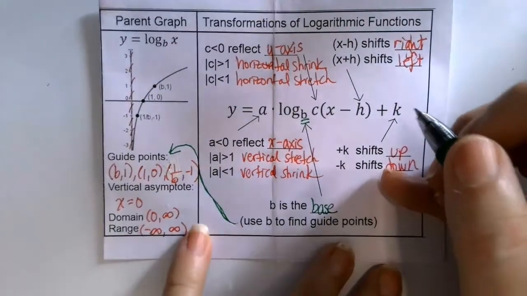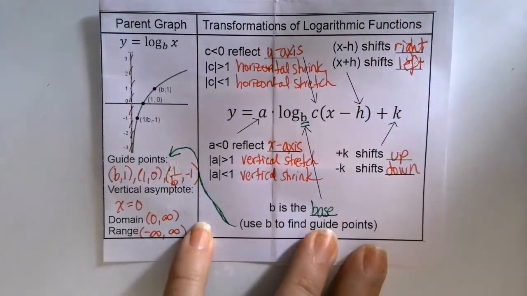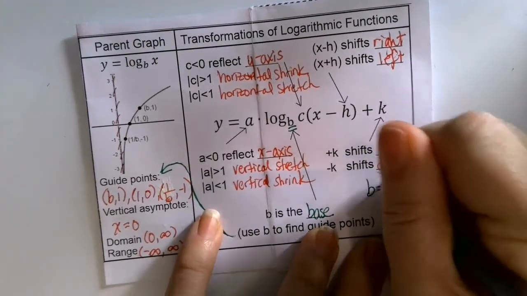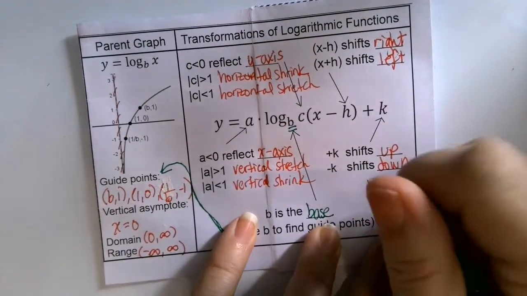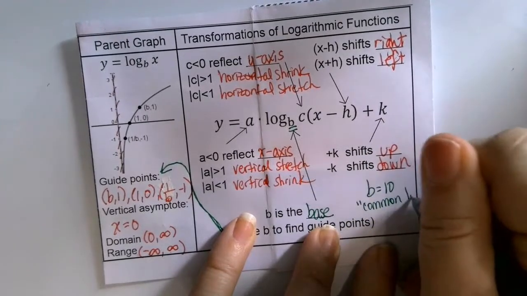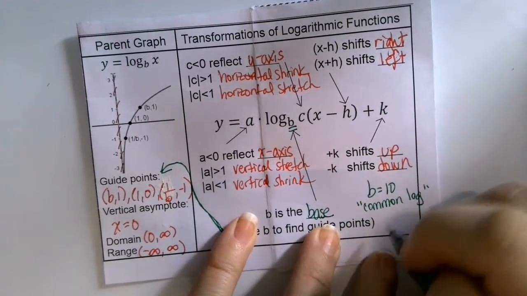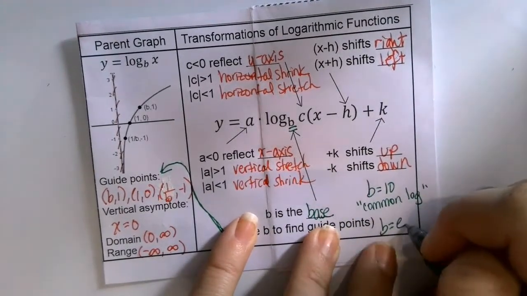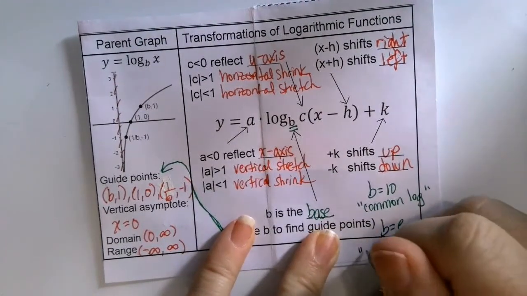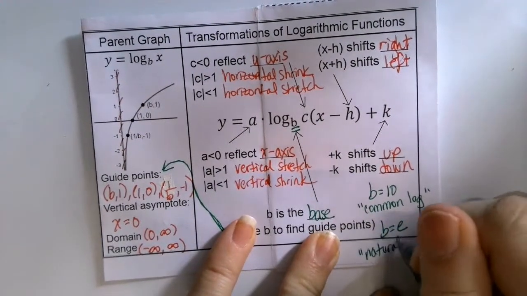The special thing about logarithms is that when your base is 10, that has a unique name called a common log. And when your base is e, and we'll talk about e in more detail in the next lesson, that's called a natural log.